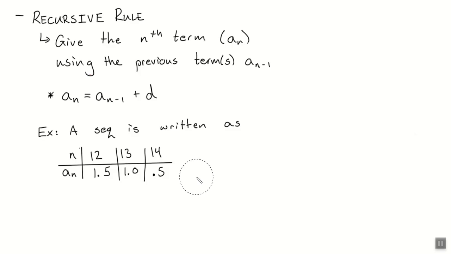Okay, just from this, if I gave you only these 3 terms, not including a sub 1, could we write the explicit formula right now? Can we find the common difference? What is the common difference? Negative 0.5. Okay, good. What's the first term? I don't think so. That's the 12th term.